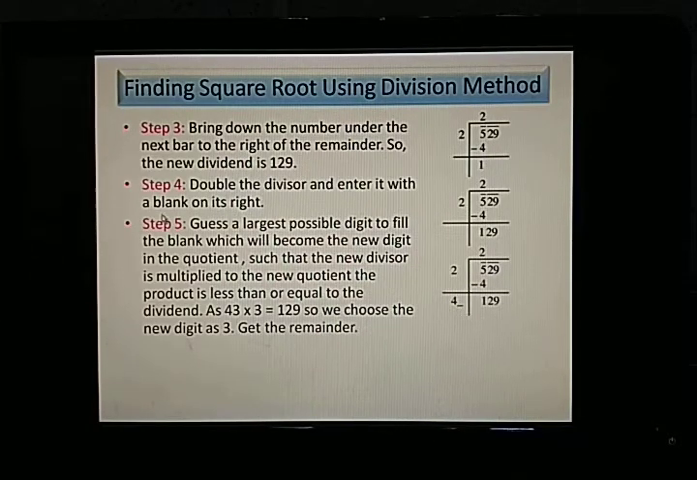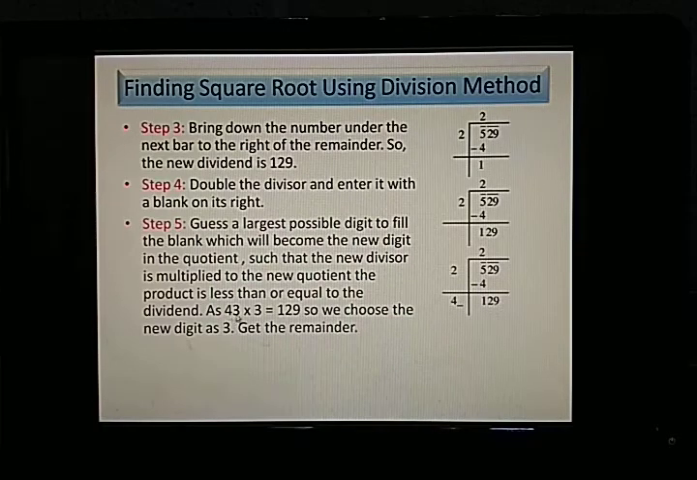Now after keeping the blank, guess the largest possible digit to fill the blank, which will become the new digit in the quotient, such that the new divisor multiplied by the new digit gives a product less than or equal to the dividend. This is also simple. These words may make you confused, so what you need to do is simple. We have doubled this 2 and it has become 4. Now we have to place a number here, and that same number will be placed in the quotient as well, and when we multiply, it should be less than or equal to 129.